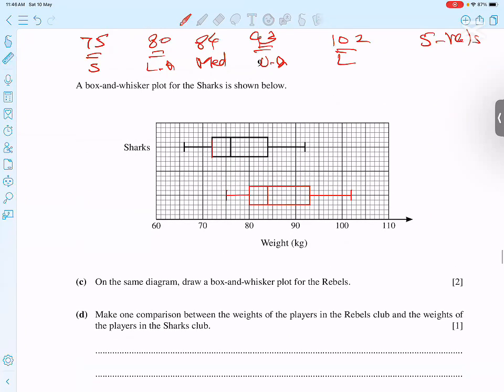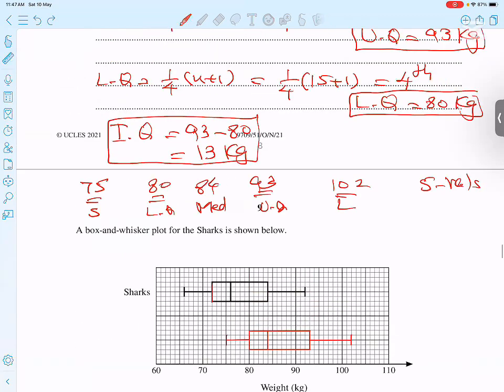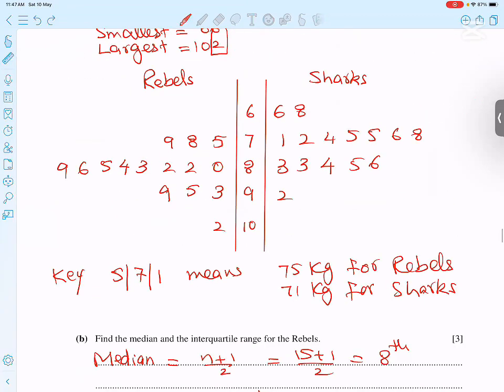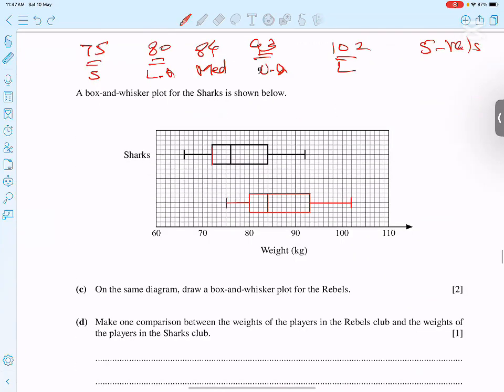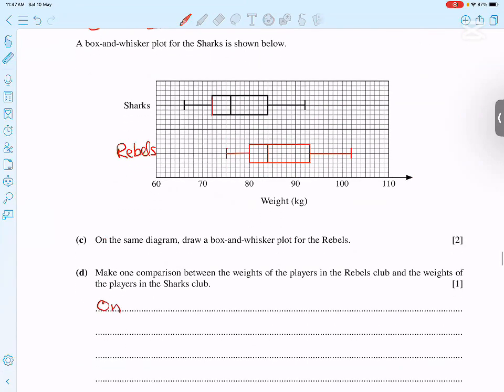Make a comparison between the weights of the Rebels and Sharks clubs. What can we say in comparing the weights? You can see we have two answers. First of all, the average, which is the median. The average weight of the Rebels is more. So you can say on average.